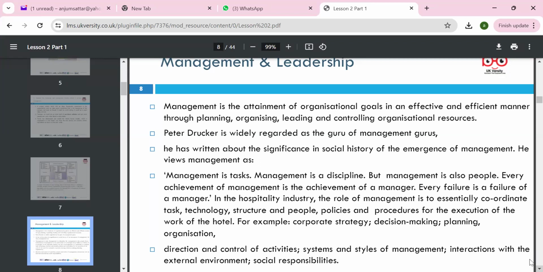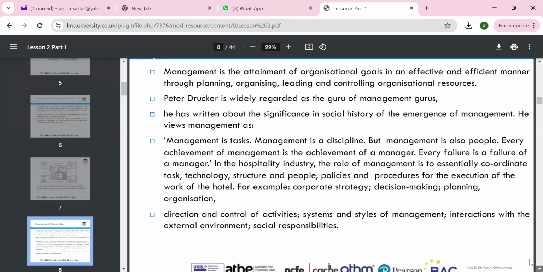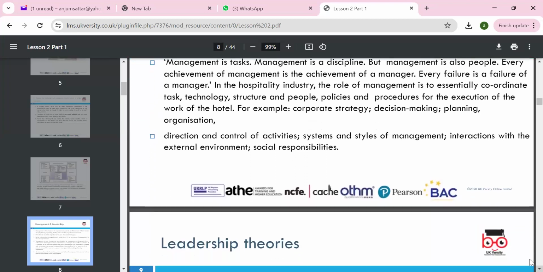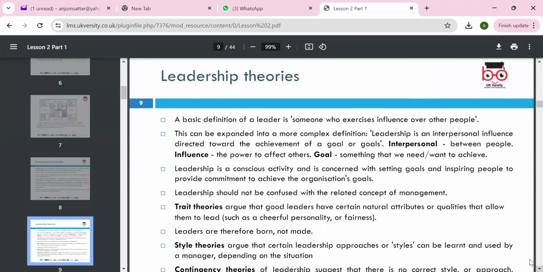In the hospitality industry, the role of management is the essential coordinated task: technology, structure, policies, procedures, and execution in hotels. So for example, corporate strategy, decision making, organization. We can look around direction, control, system, style, procedures. All are important to achieve the organization's goals.